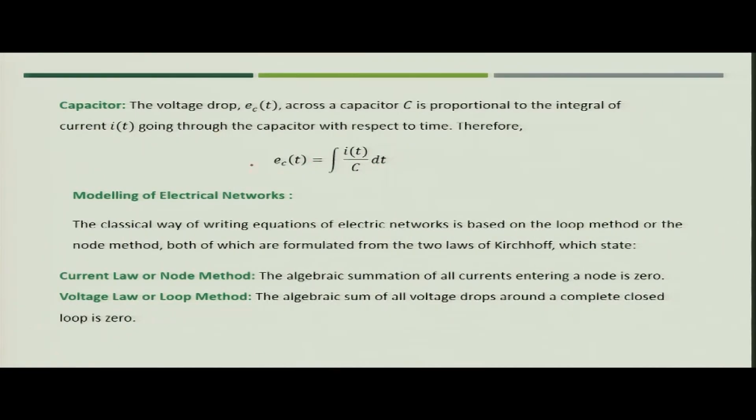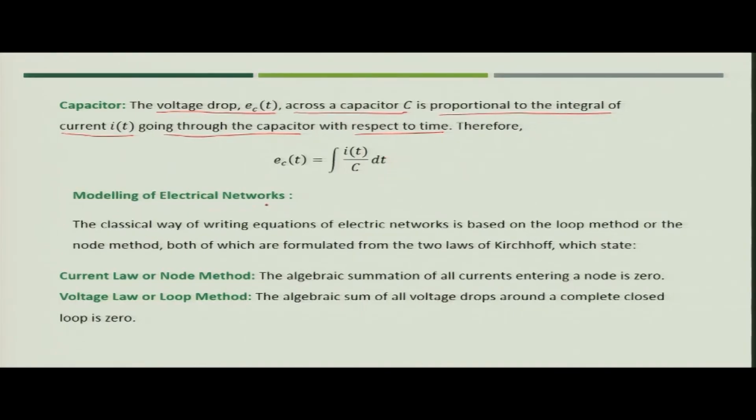If you want to represent the voltage in terms of current and capacitance, you can write that the voltage drop, that is EC at any time t, across a capacitor C is proportional to the integral of the current going through the capacitor with respect to time. So, we write EC is nothing but the integral of 1 upon C I dt.